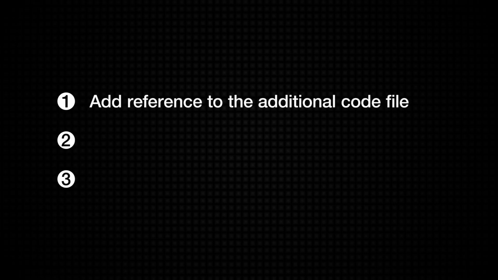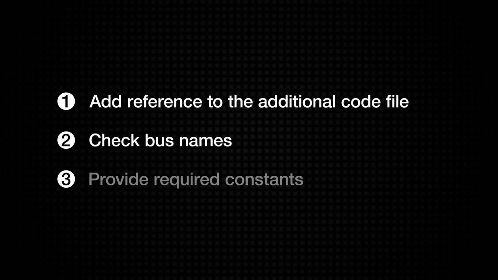There are 3 things you need to do in your test device file. The first is to add a reference to the additional code file that has the function you want to use. That will automatically add any buses needed by the additional code file, but you'll have to provide their pin numbers. Finally, you may have to set up some constants or configuration variables for the function you're calling. Let's look at those 3 points in turn.